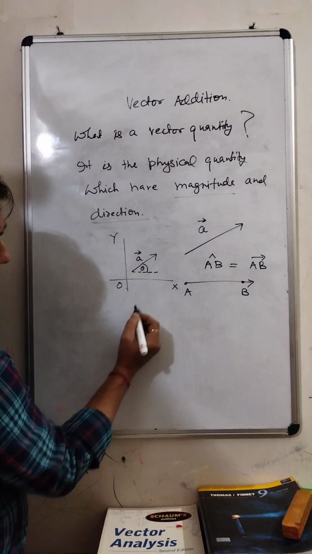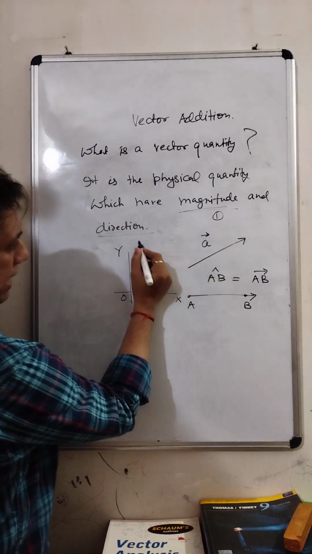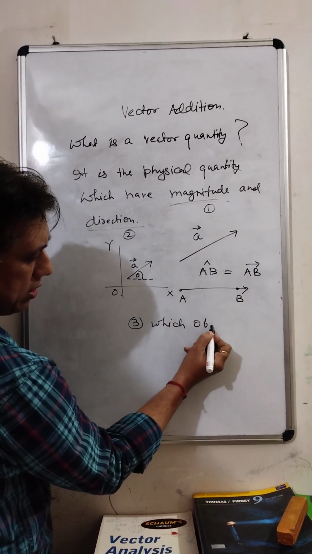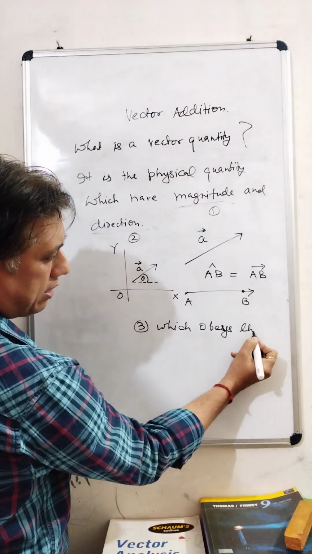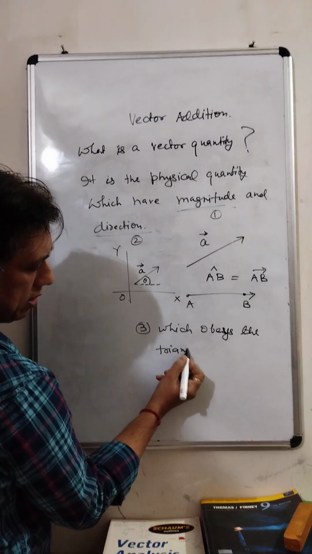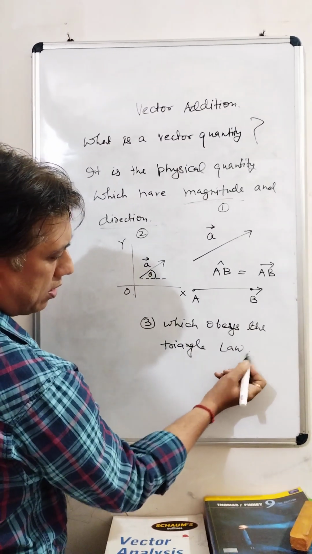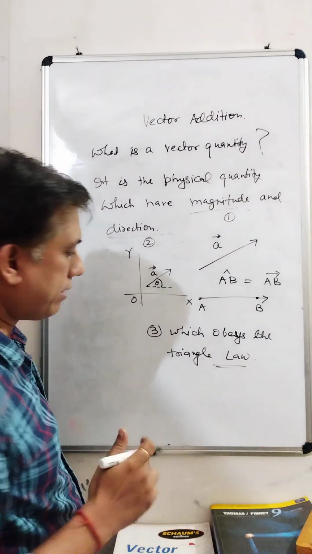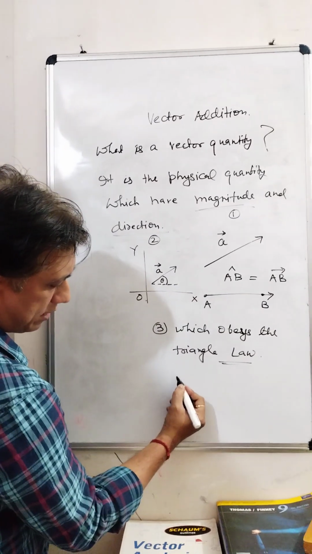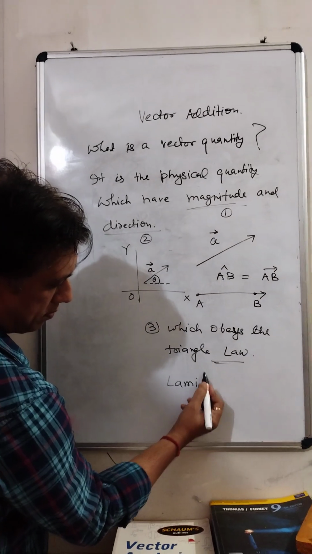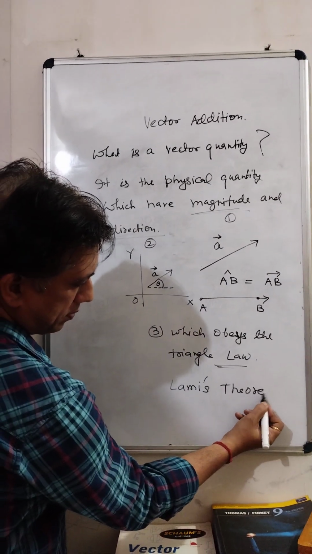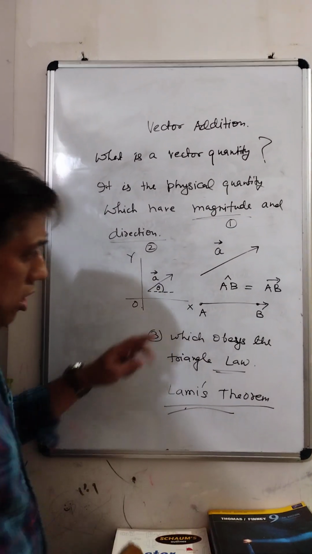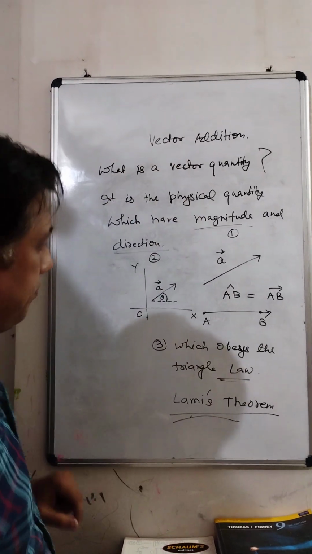The first part is the magnitude, the second part is the direction, and the third part is that it obeys the triangle law. What is the triangle law? There is a definition of triangle law. I will get to that. That is known as Lami's theorem. We will discuss this later. Now we are going to the vector addition.